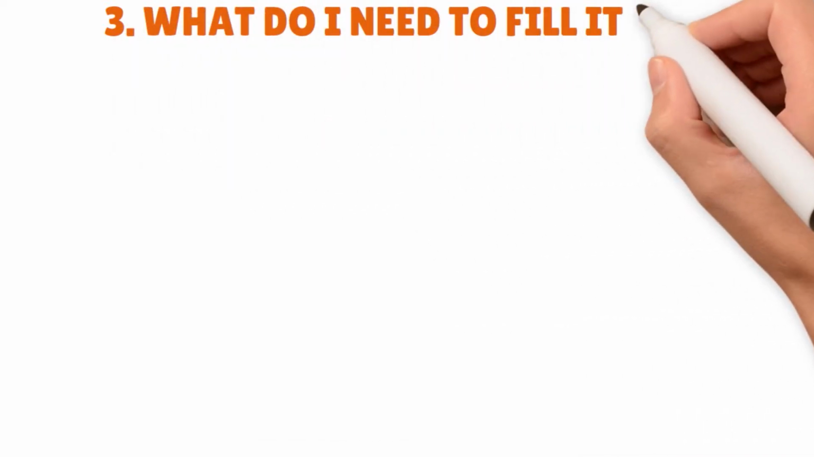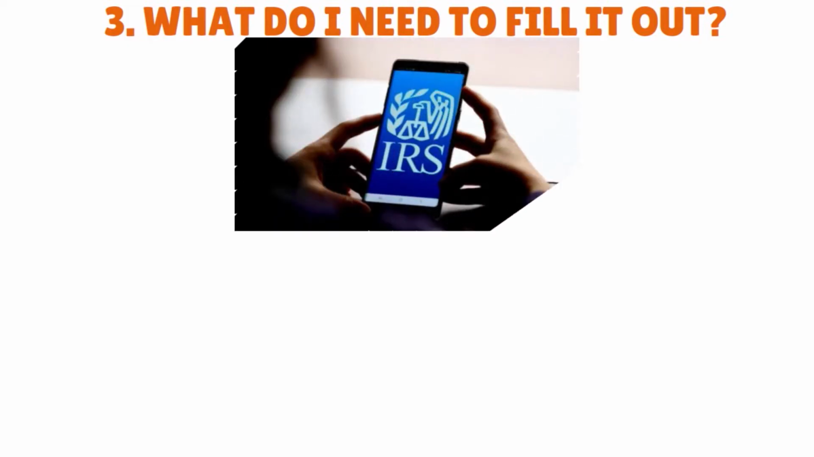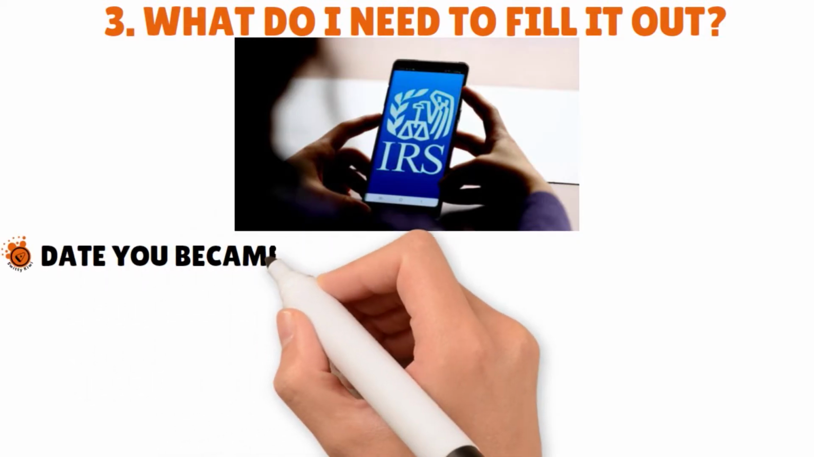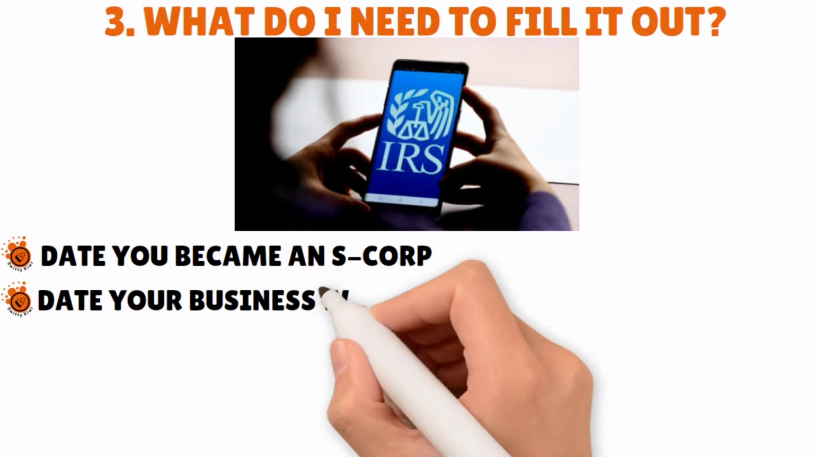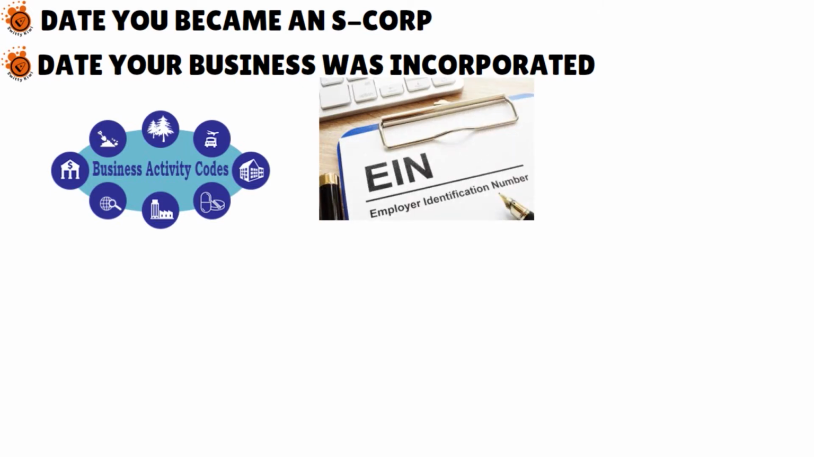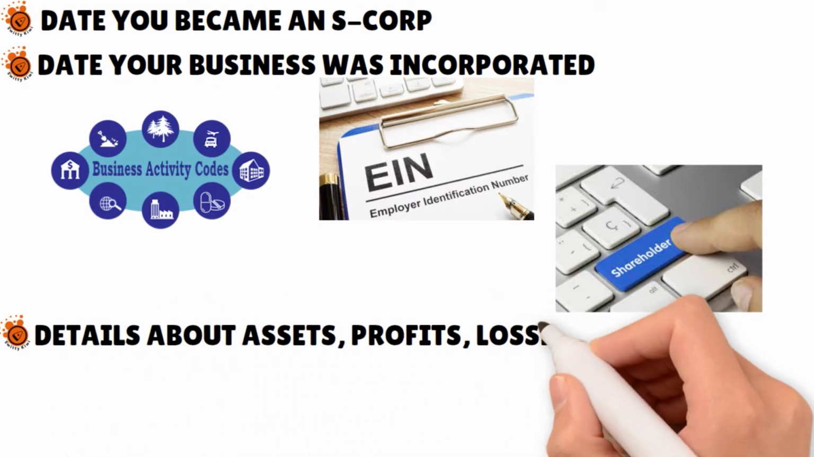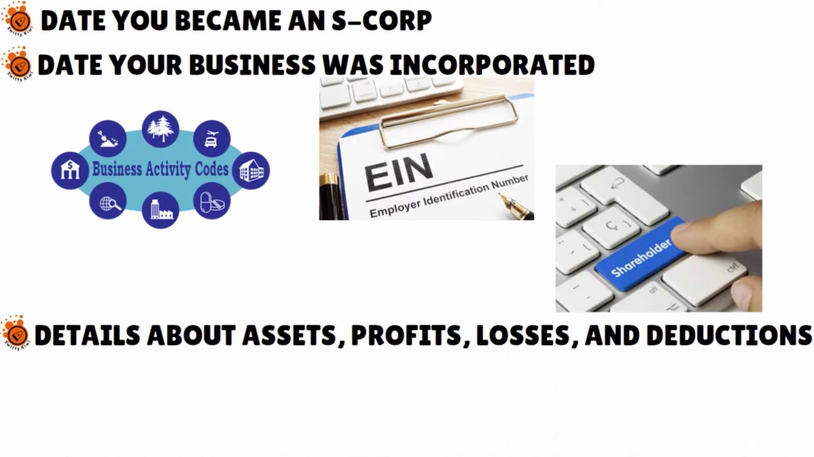Now, what do you need to fill out Form 1120S? First of all, Form 1120S can be downloaded straight from the IRS website, okay? It's also available through most tax filing software programs. So you need to have the following information on hand while filling out Form 1120S: the date you became an S corporation, the date your business was incorporated, your business activity code, your employer identification number, your EIN, the number of shareholders you have, details about assets, profits, losses, and deductions, income statements, balance sheet, information about any fixed assets, shareholder transaction listings, income tax payments, and more.